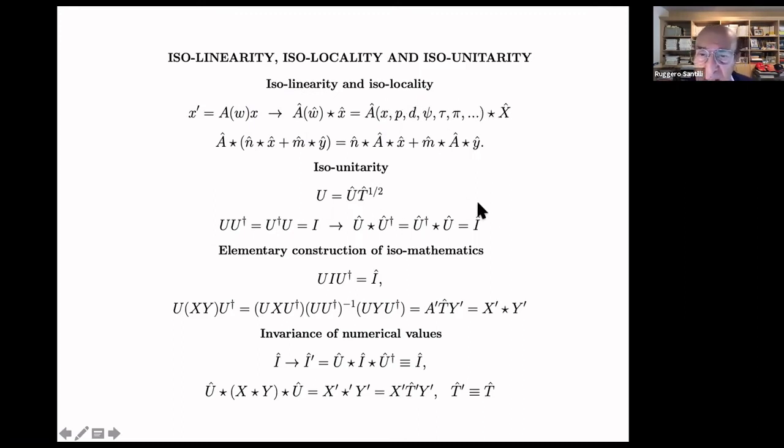The same for unitarity. This is isounitarity, an isospace over an isofield. Remember, here is the iso unit. Unitary transformations can be written in this way, and you can extract in a unique way an isounitary transformation. This is an infinite class of equivalence of isomechanics, following the construction with the isomechanics. Here is the elementary construction of isomathematics, including isonumbers, and all the axioms, one by one, are lifted, maintaining rigorously the validity of all the axioms.